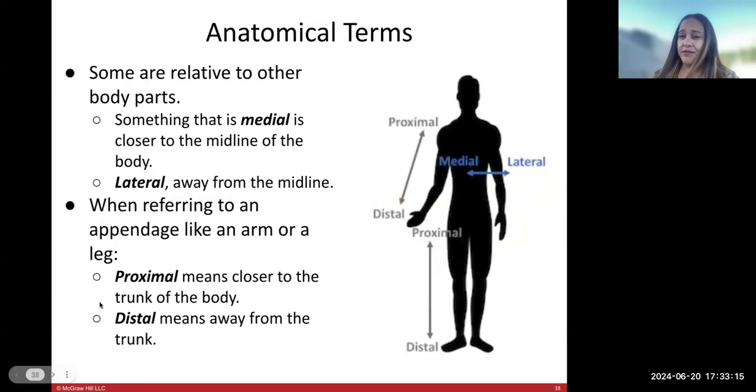Some are relative to other body parts. Something that is medial is closer to the midline of the body, and then lateral is away from the midline. When referring to an appendage like an arm or a leg, proximal means closer to the trunk of the body, and distal means away from the trunk of the body.